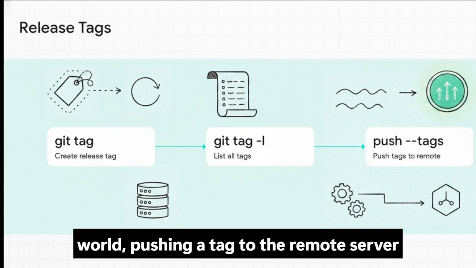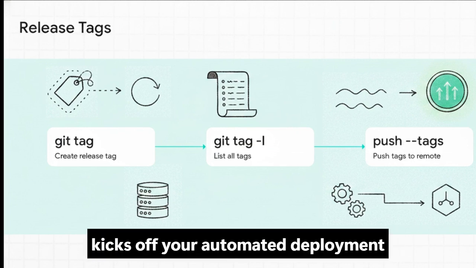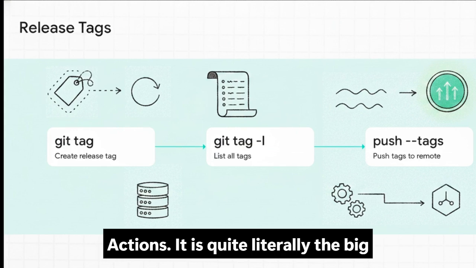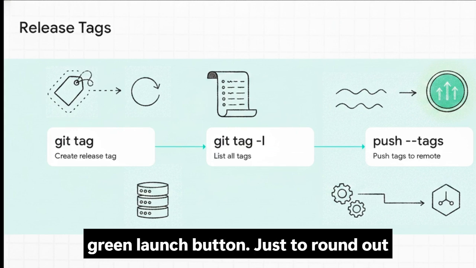In the modern DevOps world, pushing a tag to the remote server is very often the direct trigger that kicks off your automated deployment pipelines in tools like Jenkins or GitHub Actions. It is quite literally the big green launch button.